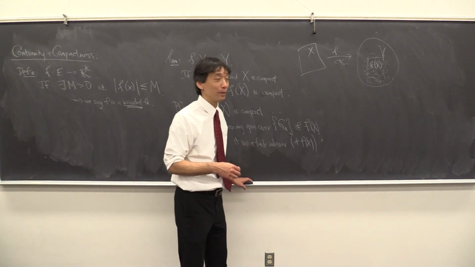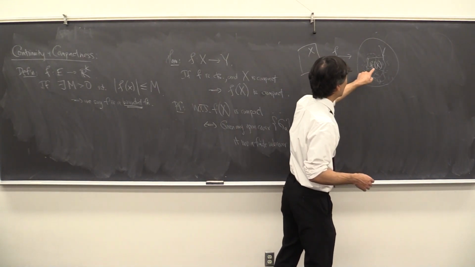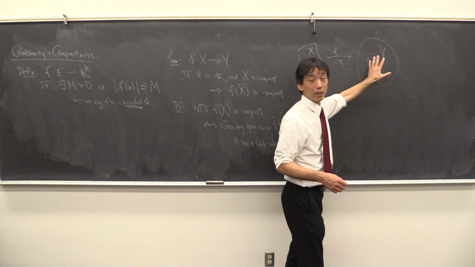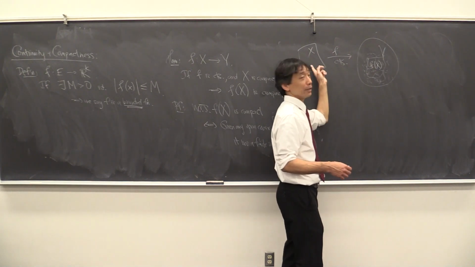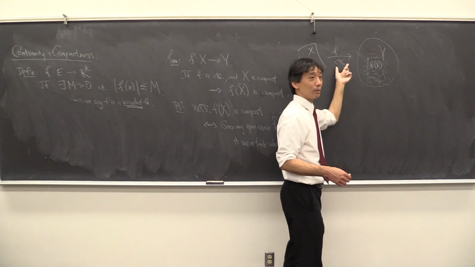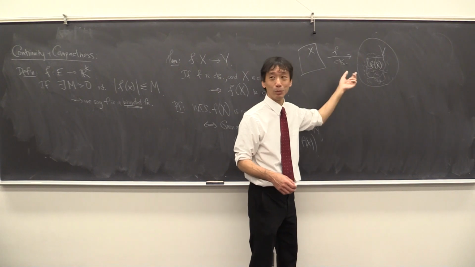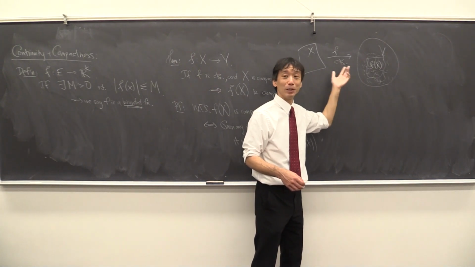Anybody wanna say what they're thinking? So we're trying to show that this thing is compact. We take an open cover of it. We know that this guy is compact. We know that this thing is continuous. We just said that continuity has something to do with open sets. So what are we gonna do?